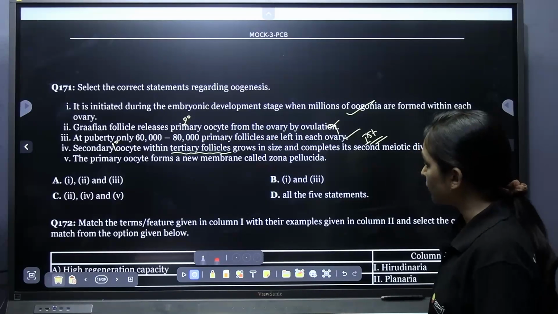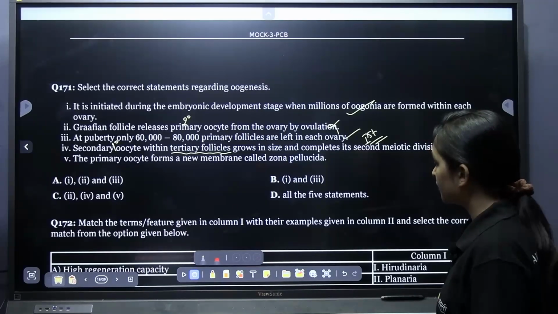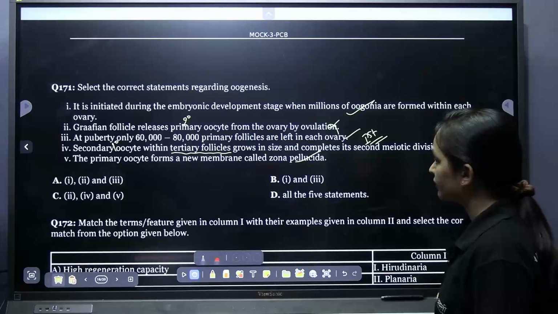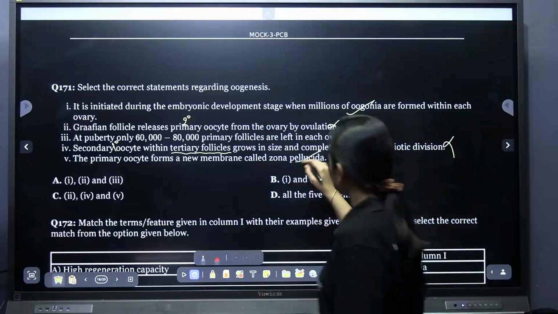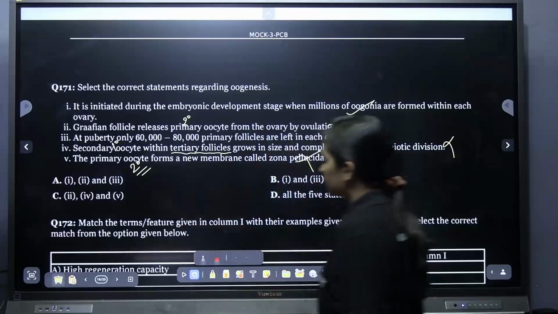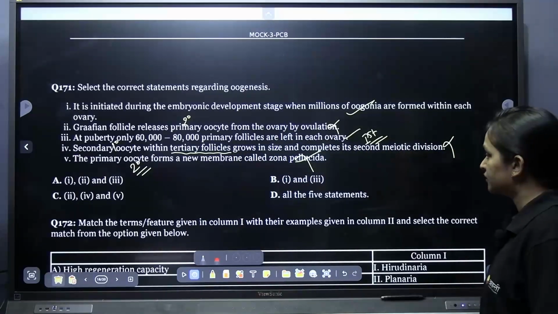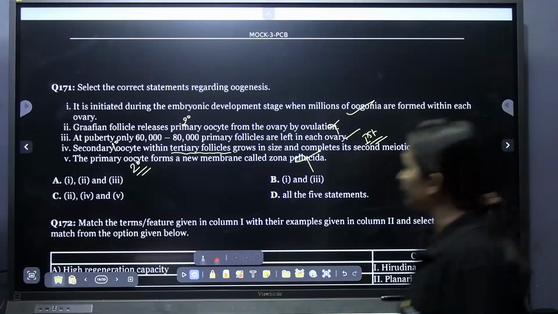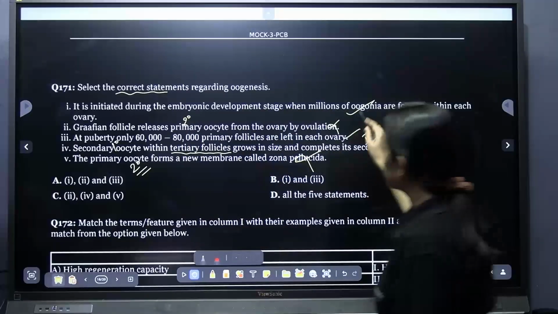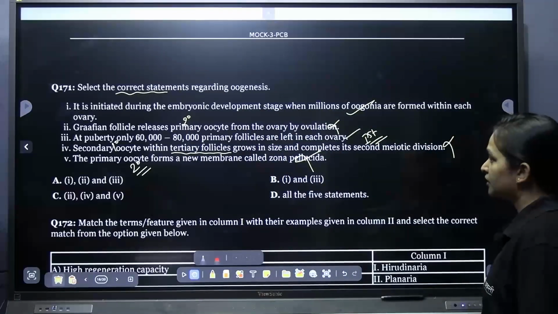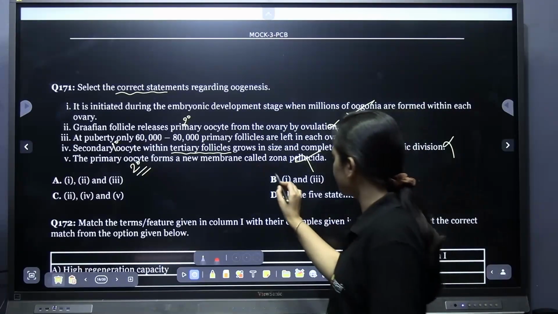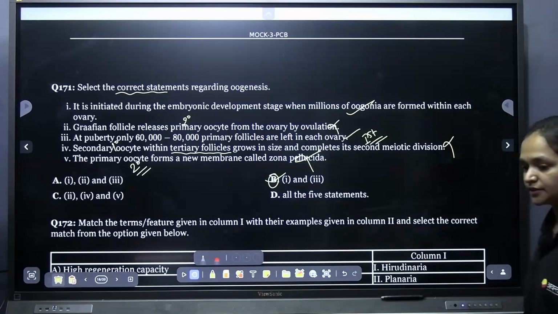The primary oocyte forms a new membrane called zona pellucida. This is correct. Oh, not primary oocyte. It is secondary oocyte that forms the new membrane called zona pellucida. So, this is also wrong. We need to find the correct statement here. So, only 1 and 3 are correct. 1 and 3 are correct. B for Bombay is the right answer.